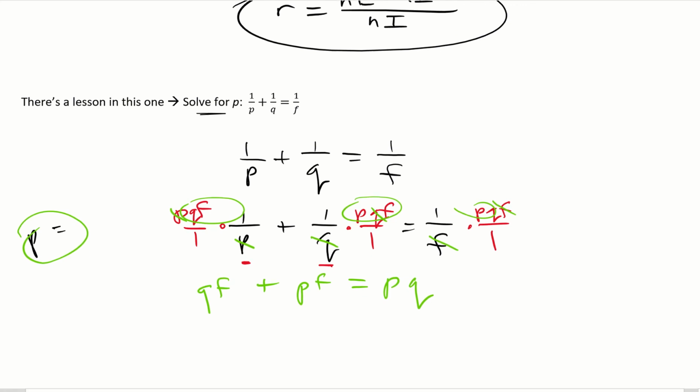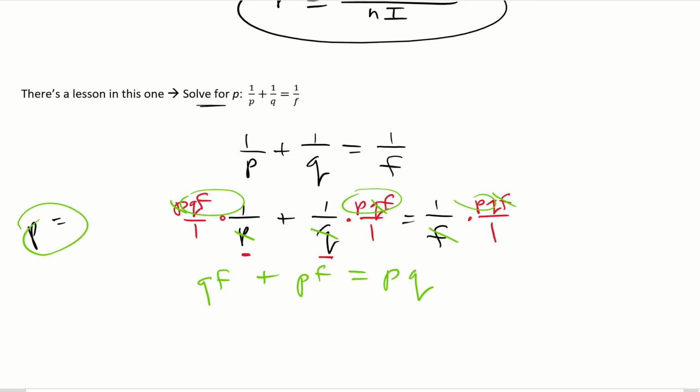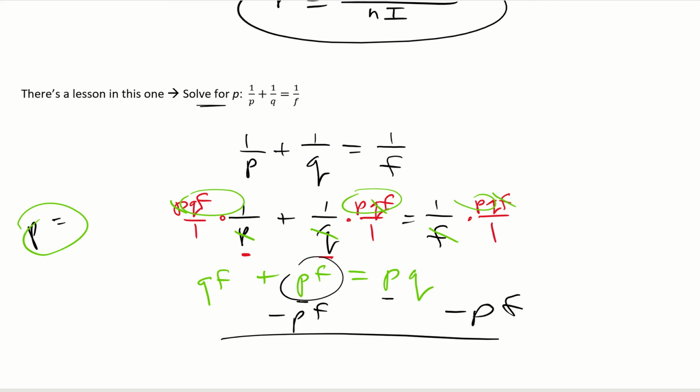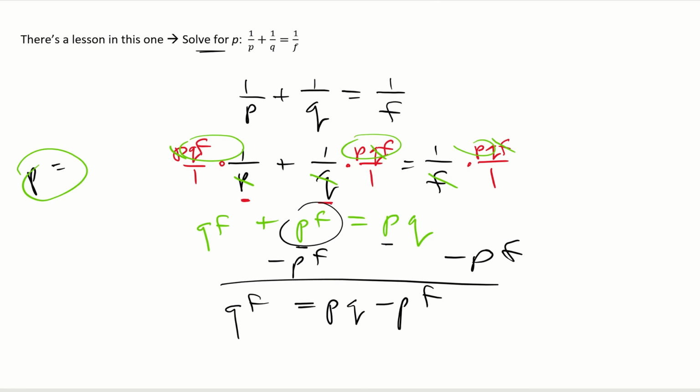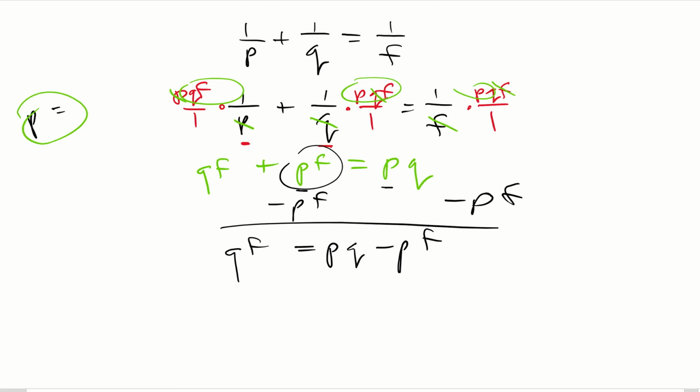Wonderful thing to do. Now this one is from electronics or something, this particular kind of equation. To solve for P, you have two of them, don't you? Send this guy over to the other side, minus PF, minus PF. Why? You'll see. I just have to show you. So you're left with QF on this side, and on this side is PQ minus PF. It makes sense. You're solving for P.